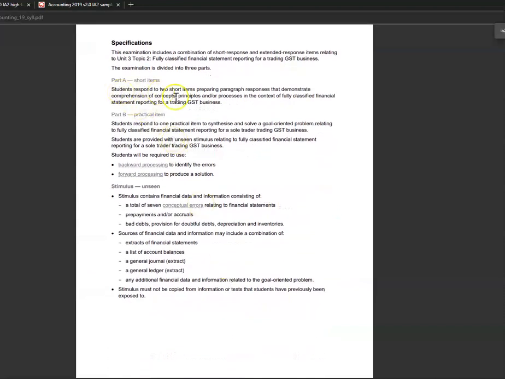In Part A, like all the exams, you'll be required to respond to 2 short items, preparing paragraph responses. So these will be 50 to 100 words.